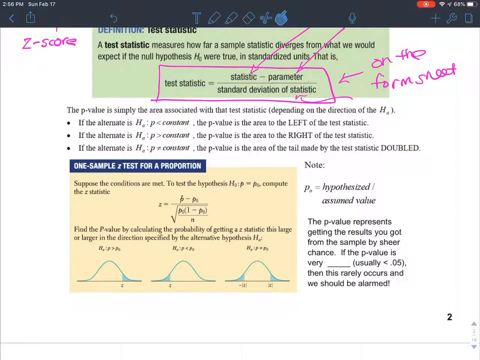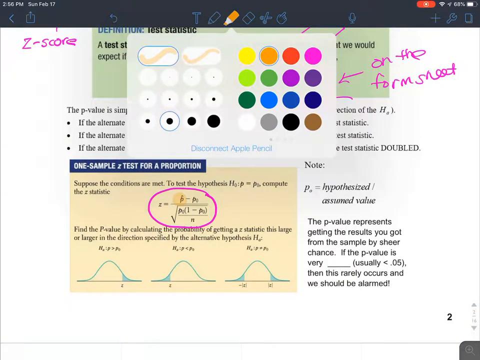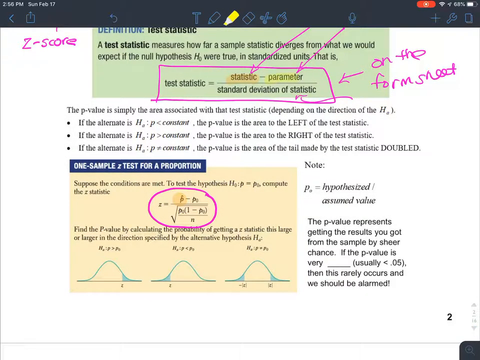So what we're going to do when we use that formula is make these substitutions in it. We know that the test statistic is what we got from our sample proportion, so that's going to be the sample proportion. The parameter comes from the null hypothesis. That's the claimed proportion.